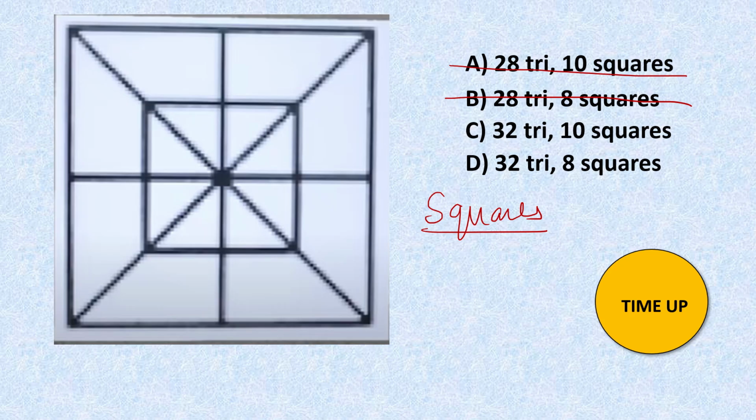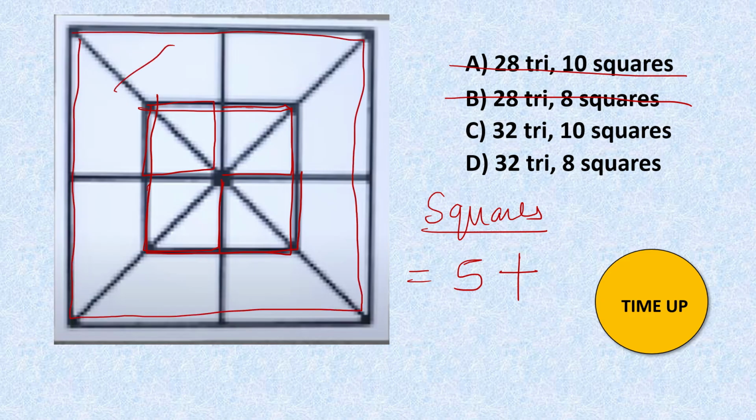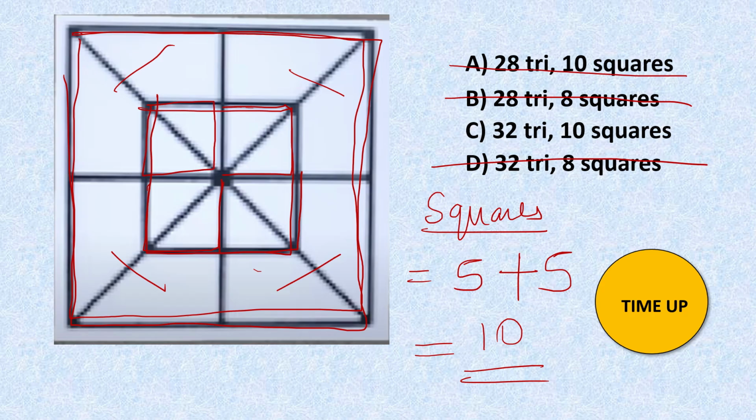Try to imagine the figure in terms of squares. So what do you think? How many squares are there? Okay, so if you check 1, 2, 3, 4 and this one 5. Correct, right? So there are 5 squares. I write 5, plus again if you take this bigger square, then this is 1, 2, 3, 4, and this itself will be 5. Correct? So 5. So how many squares are there? 10 squares are there. So this is eliminated. So correct option will be C. 32 triangles and 10 squares is the answer.